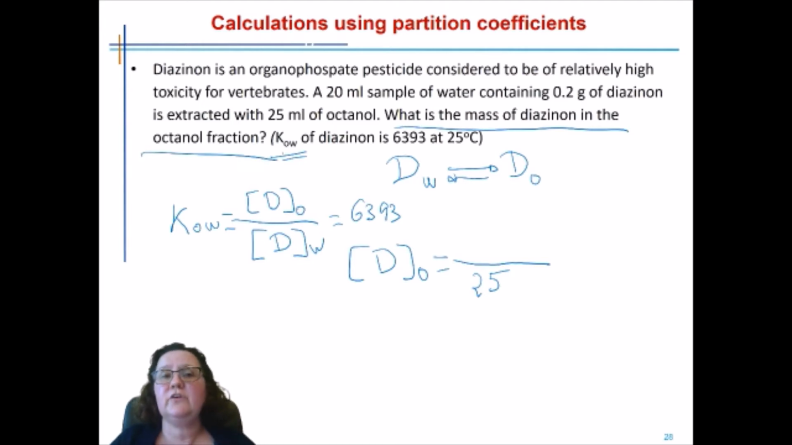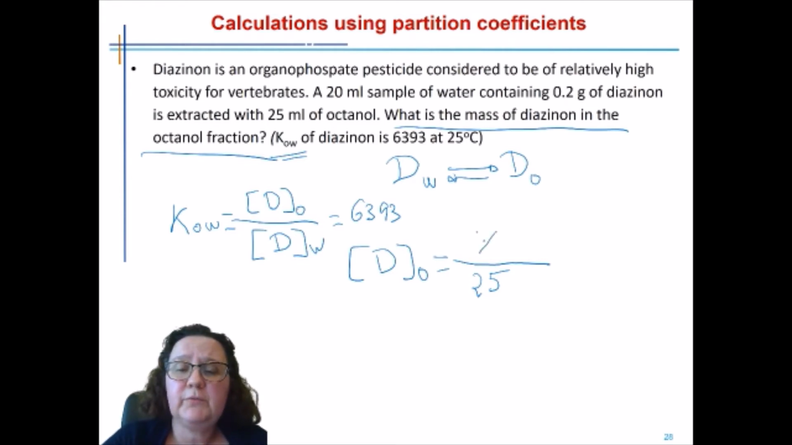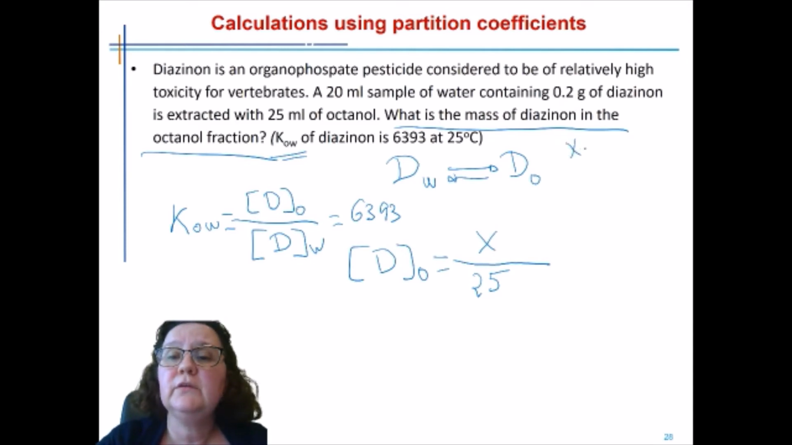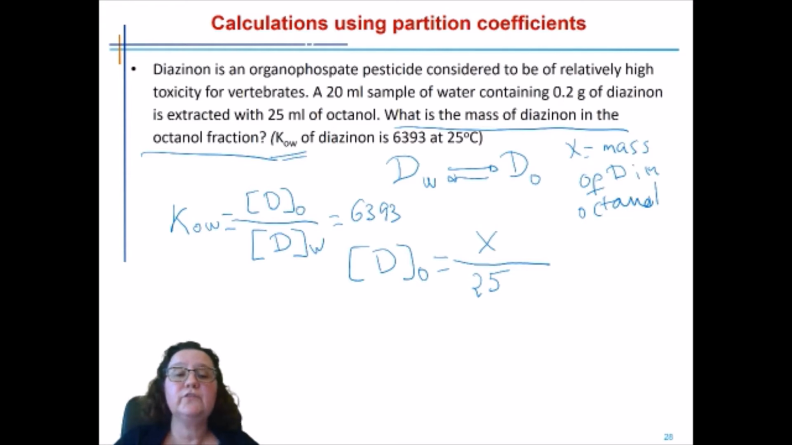I don't know how much of the diazinon is in the octanol. That is what the question is asking me. So I give it a letter, an unknown, and you can choose any letter that you want. In my case, I'm going to use the letter X, which is a very typical letter for a thing you don't know. So this is how I'm going to define X. X is going to be the mass of the chemical, diazinon, in the octanol. And now I need to define the other part of the partition coefficient equation, the concentration of the diazinon in the water.